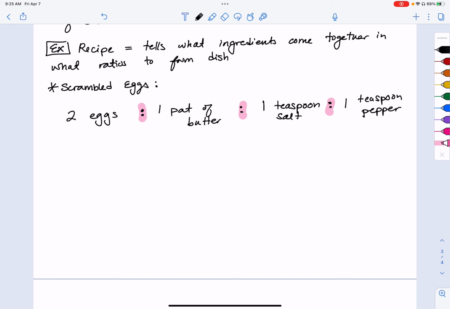So this is kind of like the theoretical guideline. This gives us what those ratios are for our chemical ingredients to come together so that we know how much of our product is formed. In this case, this would be a 2-egg scrambled egg dish.